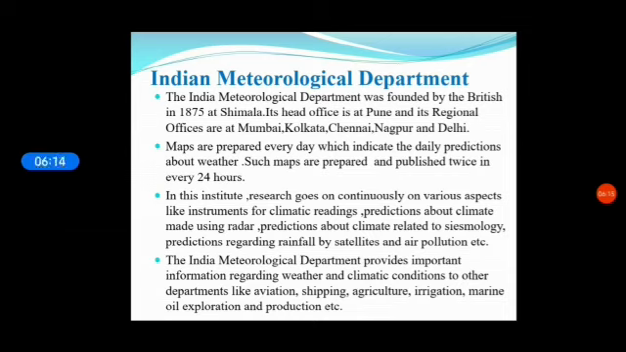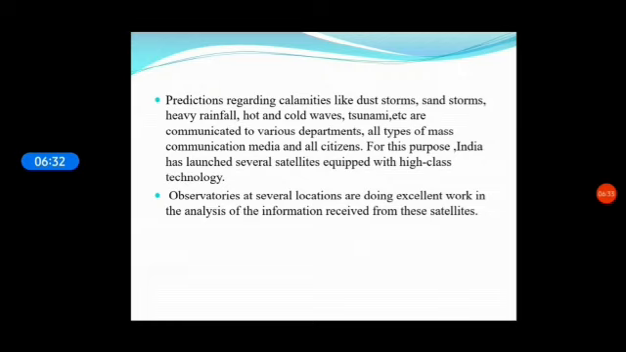The meteorological department provides important information regarding weather and climatic conditions to departments like aviation, shipping, agriculture, irrigation, marine oil exploration and production, etc. Also, it helps by giving weather forecasts to citizens and others through communication media, and sending warnings about approaching natural calamities like dust storms, sandstorms, heavy rainfall, hot and cold waves, and tsunami, etc. Launching high class technology satellites and analyzing the information received from these satellites in observatories are also work performed by the Indian Meteorological Department.